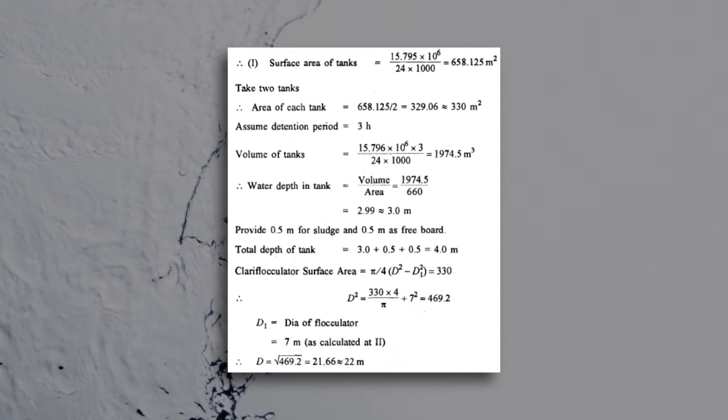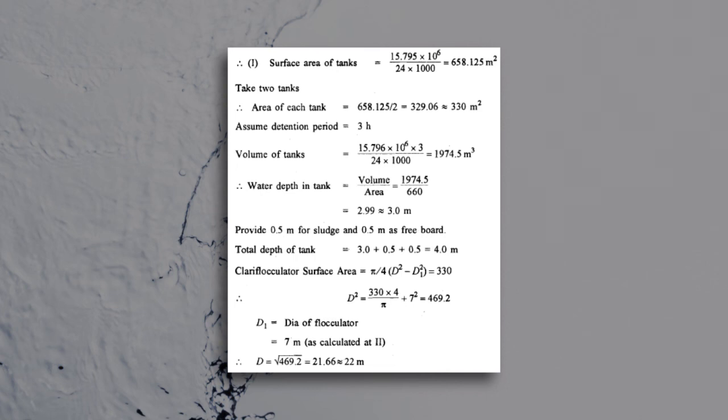Assume detention period is equal to 3 hours. Then volume of the tank is equal to 15.795 × 10^6 × 3 divided by 24 × 1000, which is equal to 1974.5 meter cube. So water depth in the tank is equal to volume divided by the area, which is 1974.5 divided by 660, equal to 2.99 or approximately 3 meter. Provide 0.5 meter for sludge and 0.5 meter as freeboard. Then total depth of the tank is equal to 3 + 0.5 + 0.5, which is equal to 4 meter.